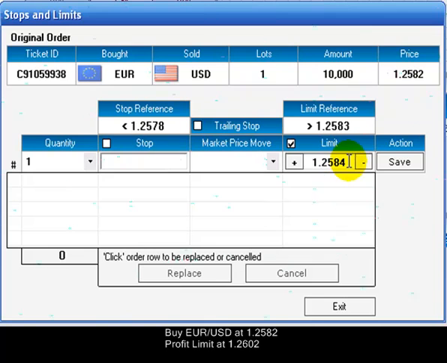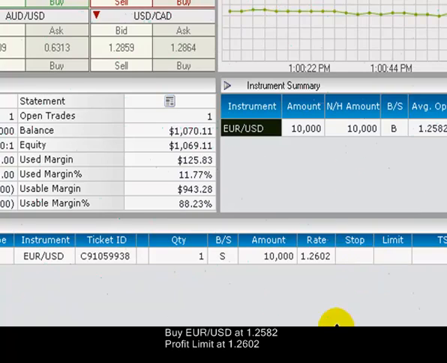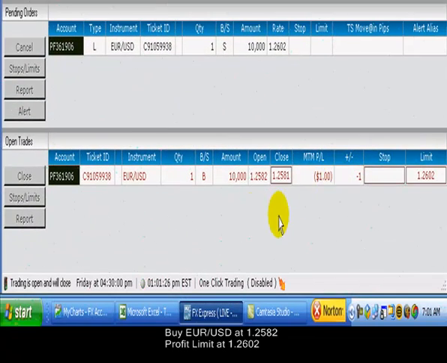Okay, 125.82. We're going to take a 20-point profit, which is 126.02. We're going to save that for now. We don't know what our stop is at this point. We just want to get into the market, and as you can see down here, we are now in the market. Let me just go to the spreadsheet here.